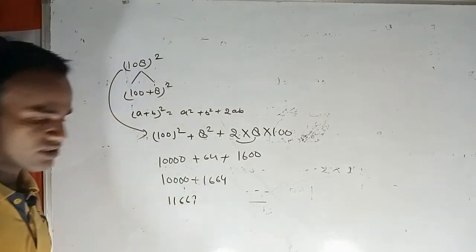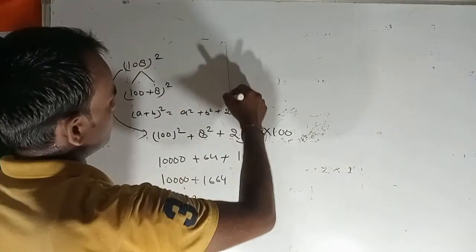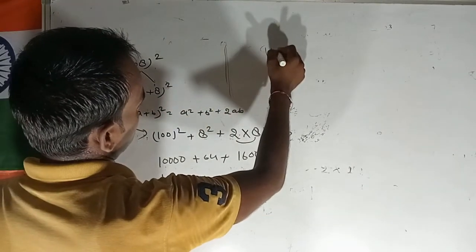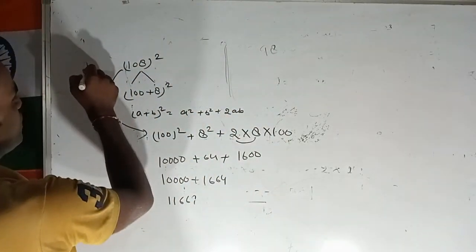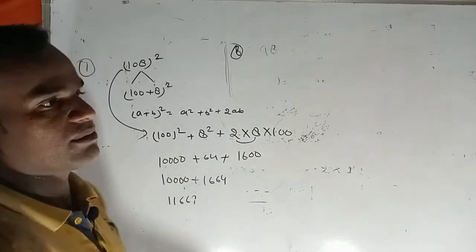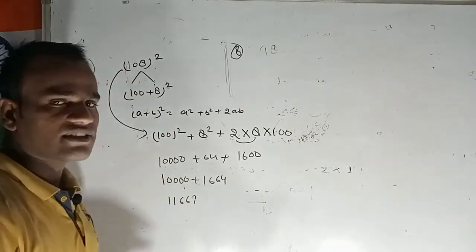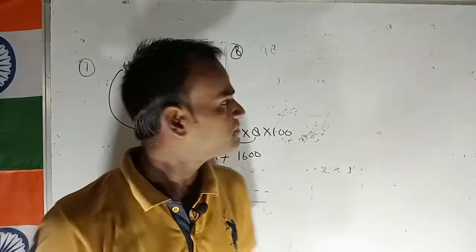11664. This will be your answer. So here if anyone asks the value of 98 squared, this is your 7th question, and this is your 8th question. We will solve only 10 questions. After that we will start the next chapter of competition mathematics. This is the final video of the first chapter, number system.